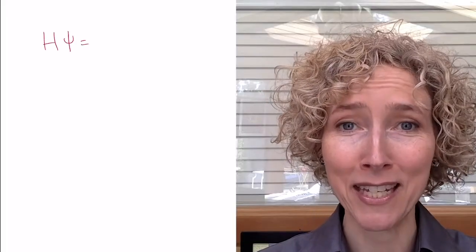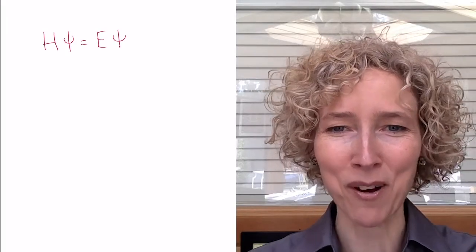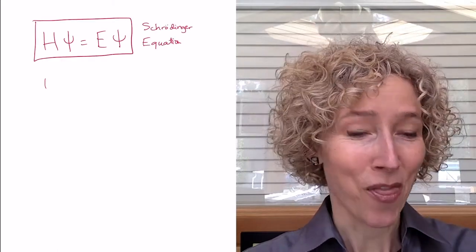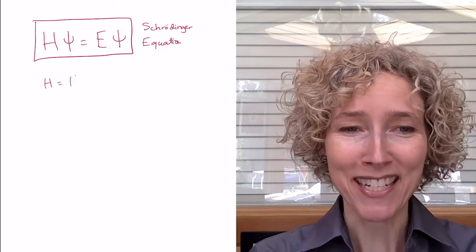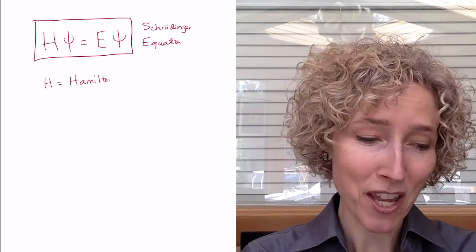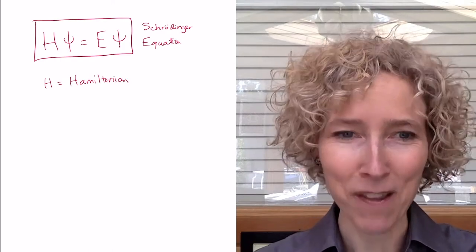Today I want to give you a crash course on the Schrödinger equation. This is the central equation in quantum mechanics that helps us calculate lots of quantum phenomena. So here it is, H psi equals E psi. Put a box around that, that's the Schrödinger equation. H is the Hamiltonian, and it's an operator. I'll tell you what that means in just a minute, but it's going to give us the energy, all right?